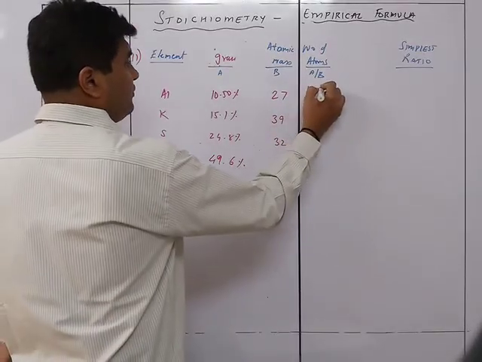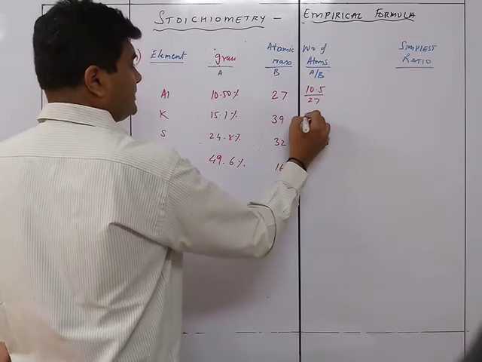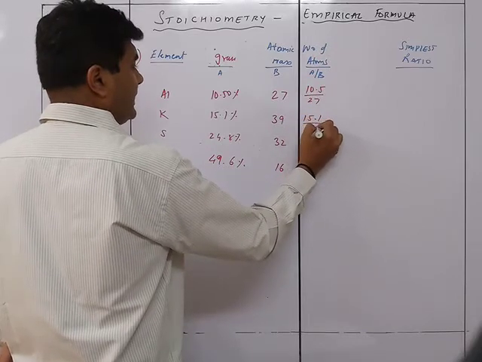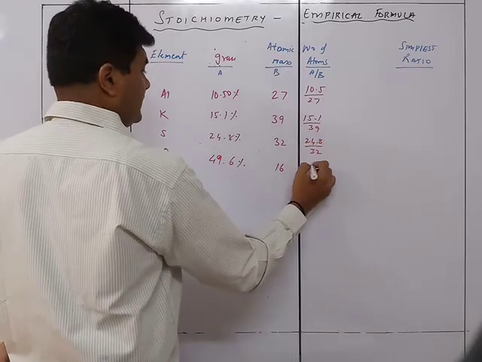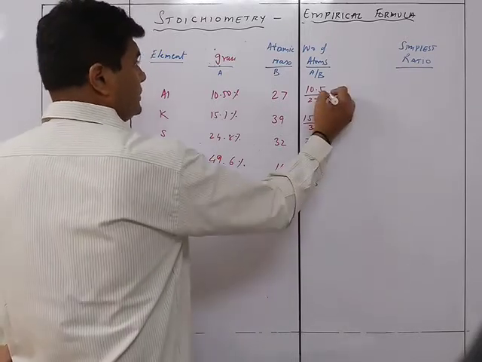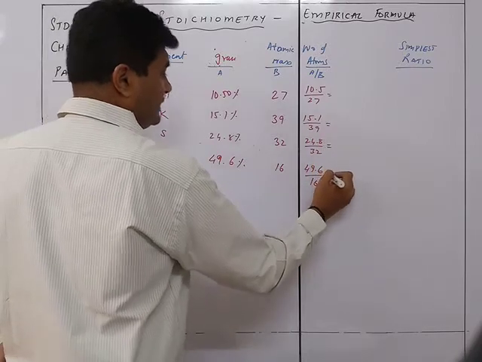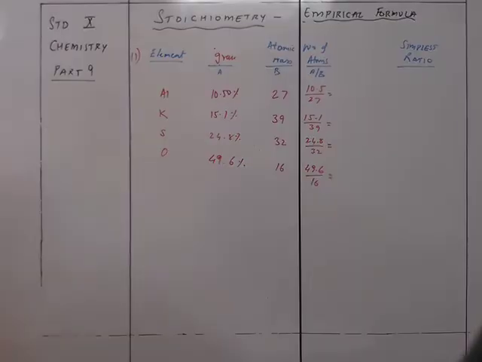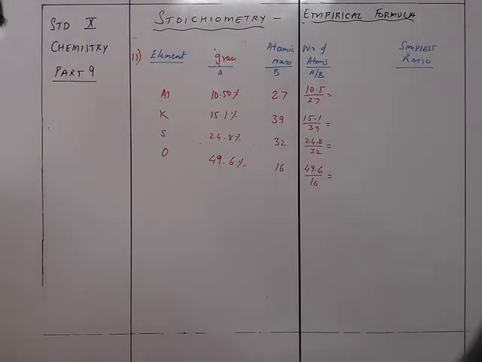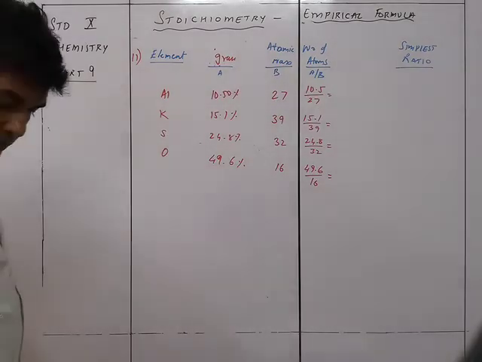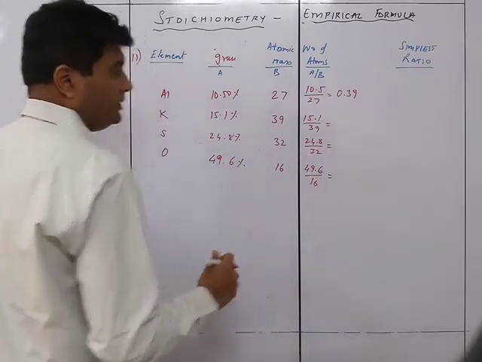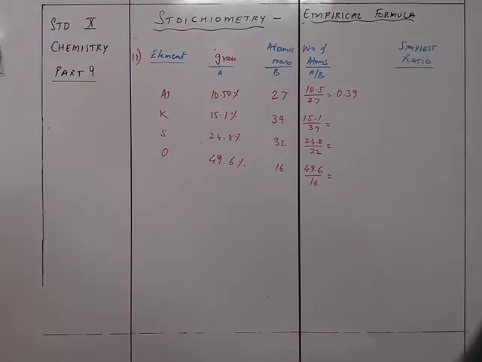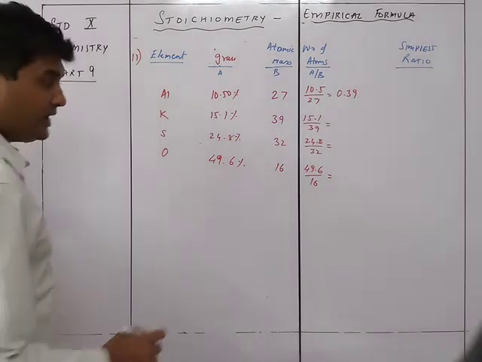So it is 10.5 upon 27. This is 15.1 upon 39. This is 24.8 upon 32. And this is 49.6 upon 16. So if I calculate these, you will find it out as 0.39. Okay, this will be 0.39, then 15.1 and 39 will be 0.39 again.